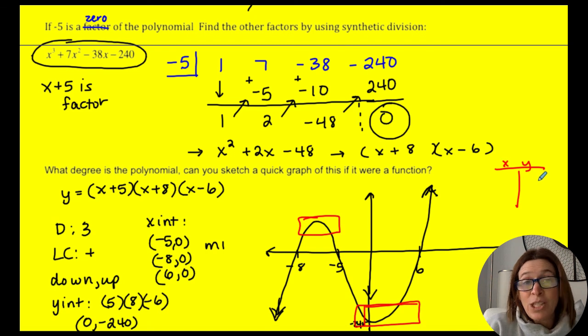All right, so that's why we need polynomial long division and synthetic division when something isn't factorable, because it can help us quickly or in some way get our x-intercepts of a function.